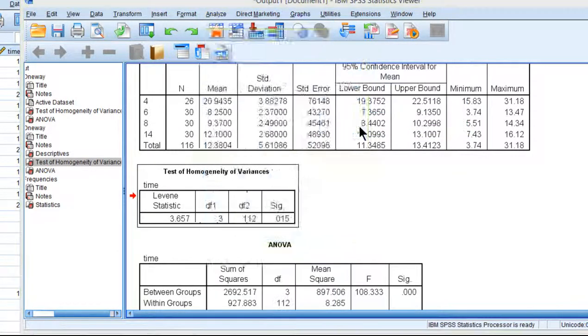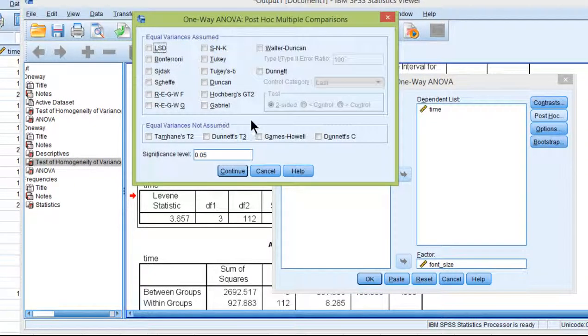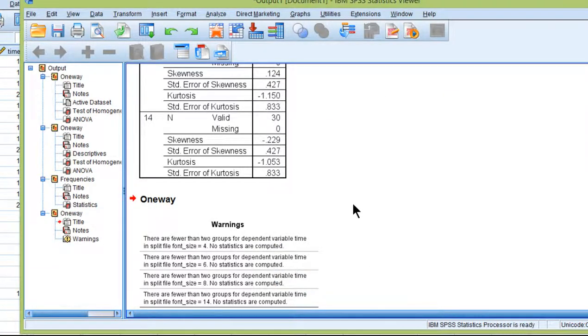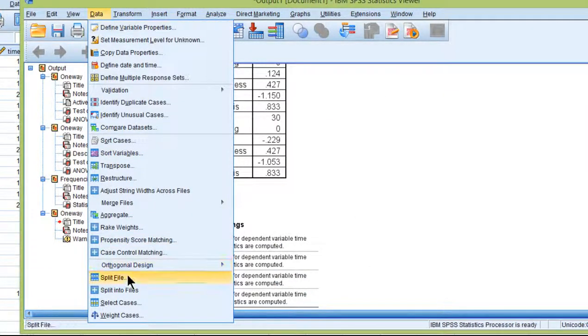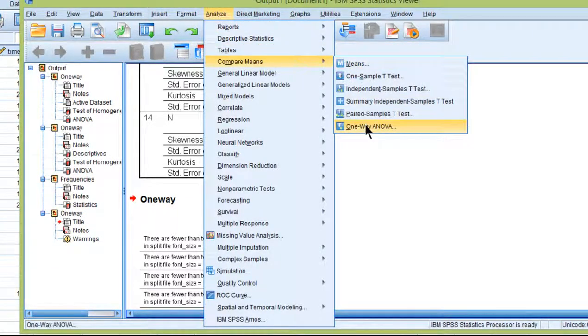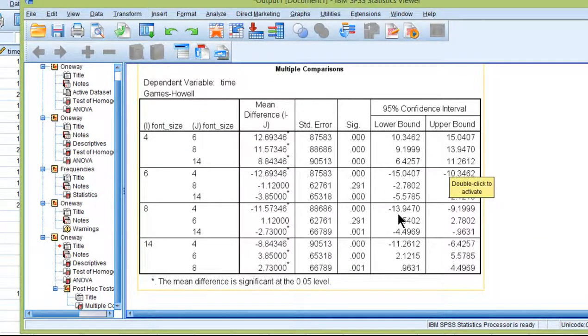So let's actually do that to test the differences between all these means: 20.94 seconds versus 8.25 seconds, 9.37, and 12 seconds. Let's go into post-hoc, and we have Games-Howell. I forgot to unsplit the data file. This is really just my sort of thing. Let's see what we get. Here are the Games-Howell multiple comparisons. What I'd also like is a chart of the means, but I'll show that in a minute.